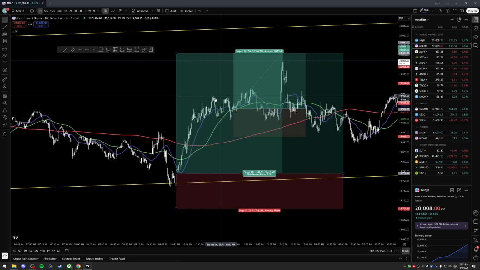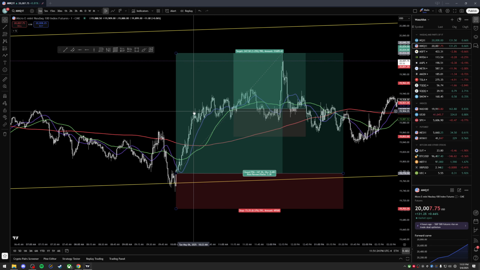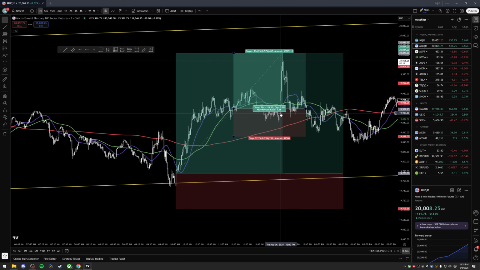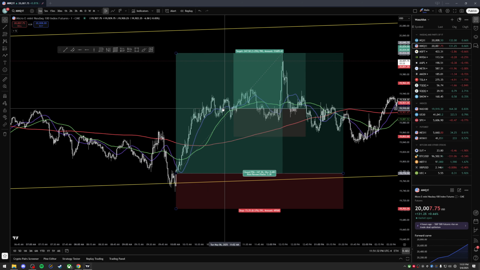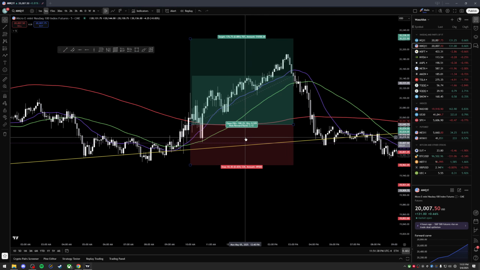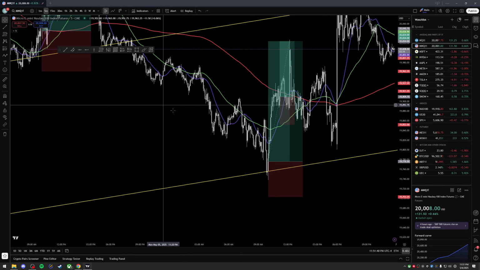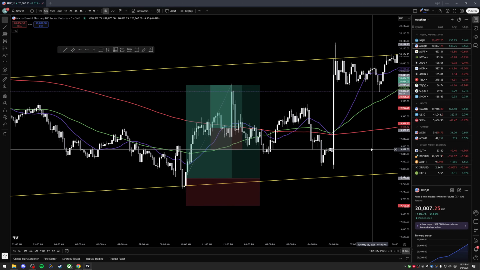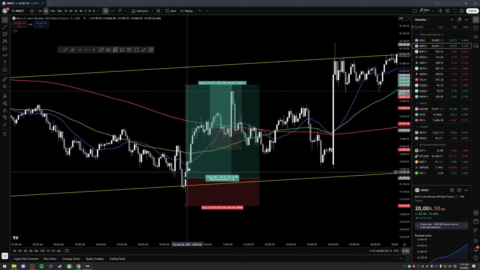Then we started chopping around here from about 10:30 to 12-ish. We really started chopping around here, so I figured we were building a support to then continue to the upside. I mean, obviously that's exactly what we did. But what I did was I added another position quite late into my entry. It was really, really far.